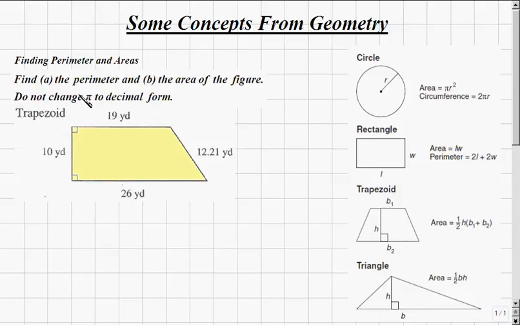Let's find the perimeter and the area for the following figure. This trapezoid is a four-sided figure in which we have one side 10 yards, the bottom side 26 yards, the diagonal side 12.21 yards, and the final side is 19 yards.